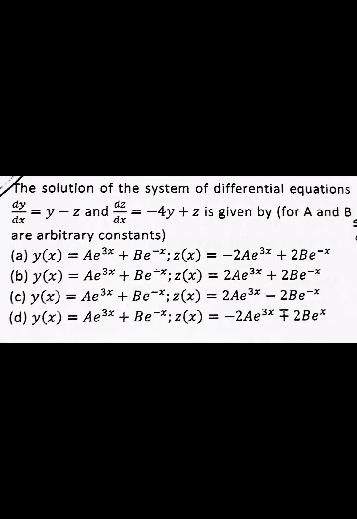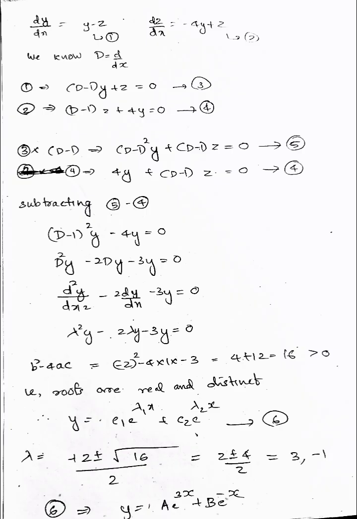Next question is the solution of the system of differential equations dy by dx is equal to y minus z and dz by dx is equal to minus 4y plus z is given by dash. So here it is given that dy by dx is equal to y minus z. This is equation number 1, and dz by dx is equal to minus 4y plus z. This is equation number 2, and we know D is equal to d by dx. So equation 1 implies D minus 1 into y plus z is equal to 0. This is equation number 3, and equation 2 implies D minus 1 into z plus 4y is equal to 0. This is equation number 4.